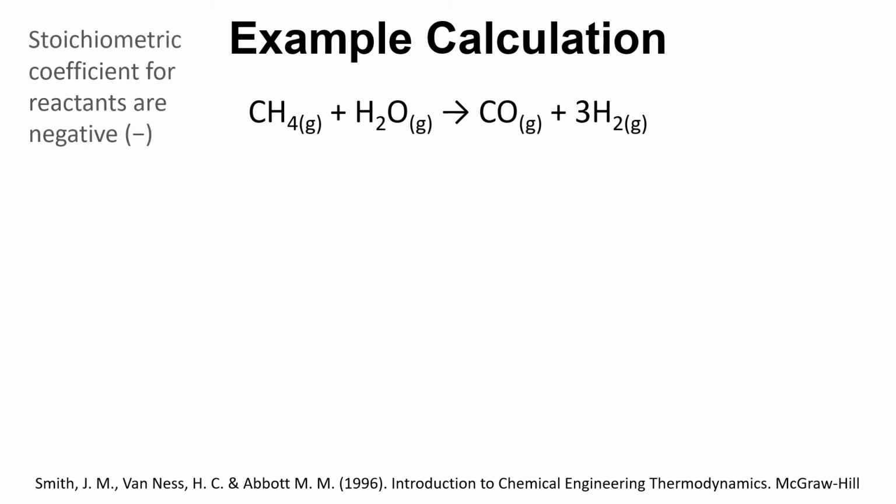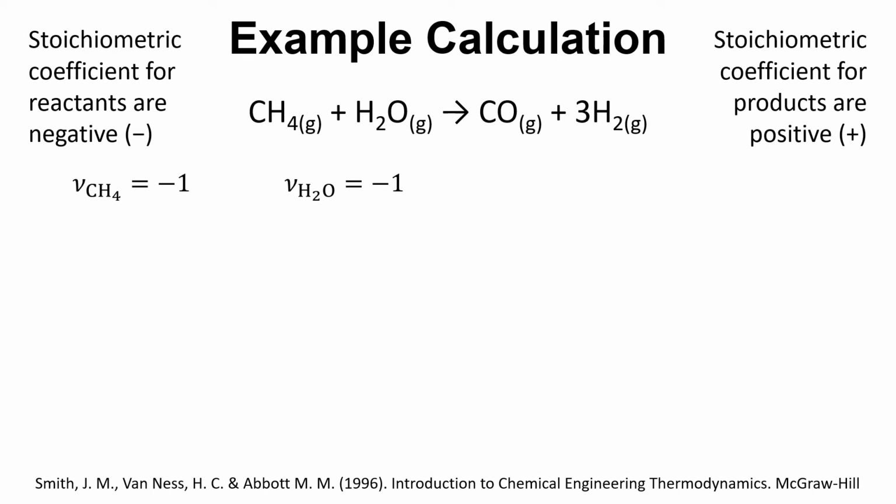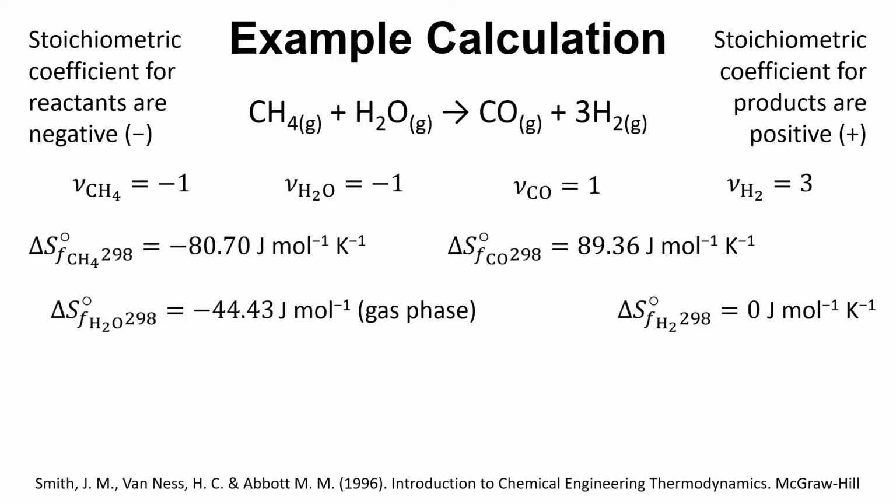Okay, so let's look at an example, remembering that stoichiometric coefficients for reactants are negative. We have the stoichiometric coefficient for methane equals -1 for this particular reaction that we're looking at. For water, it's -1. Also, remembering that stoichiometric coefficients for products are positive, we have +1 for carbon monoxide and +3 for hydrogen. We can look up values for the entropy change of formation for these different species, and then we can plug those numbers in to the equation.